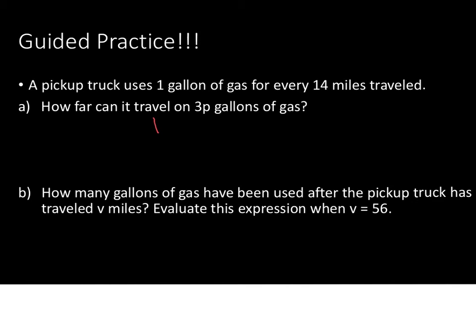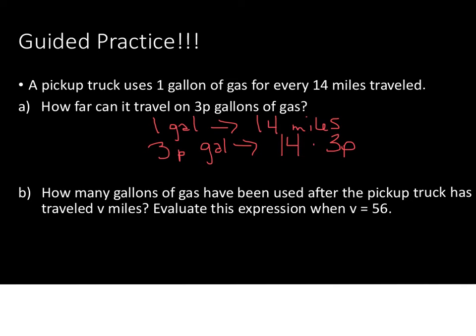So remember, 1 gallon gets us 14 miles. We want to know 3p gallons. So to do that, we would do 14 times 3p. And when we do 14 times 3p, we get 42p. So that's what we should have for A part.